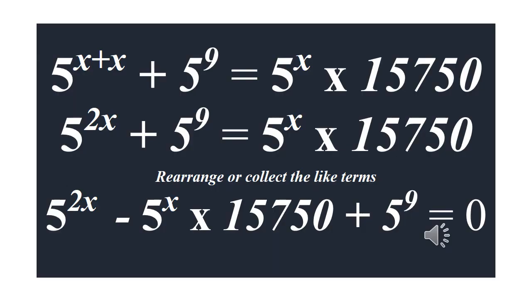So from here, x plus x, the exponent on the first 5, with the same base 5, will give us 2x. So we have 5 raised to the power 2x plus 5 raised to the power 9 equals 5 raised to the power x times 15,750. If we collect like terms by rearranging, then we have 5 raised to the power 2x minus 5 raised to the power x times 15,750 plus 5 raised to the power 9 equals 0.